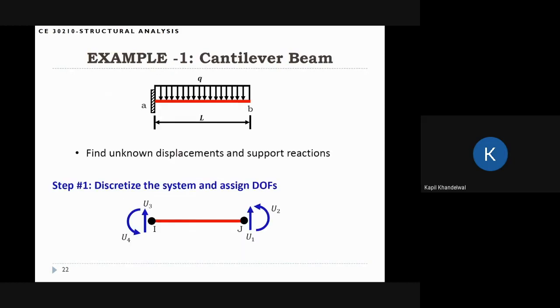So let's start with the examples now. How can we use the beam element stiffness matrix to solve some problems? The first problem is a cantilever beam. This is a very simple beam, but we want to start with a simple case just to see how to solve simple cases using the ideas of the stiffness method. There's a beam of length L. The properties are E and I. We are assuming that E and I are not changing along the length of the beam. And Q is the distributed load. We want to find the unknown displacements and the support reactions.